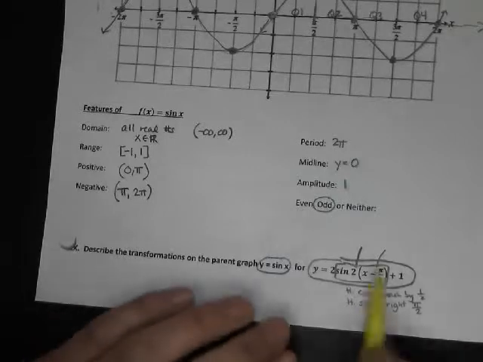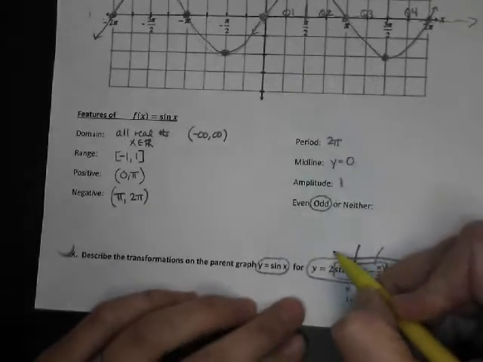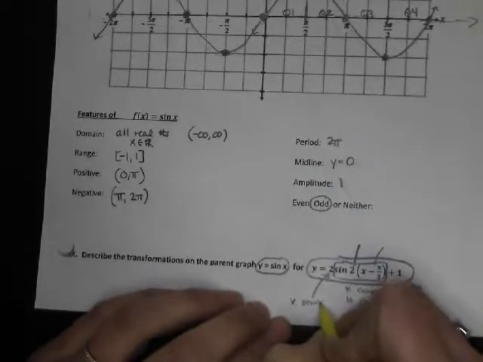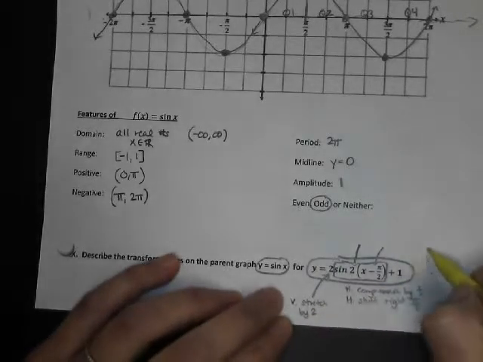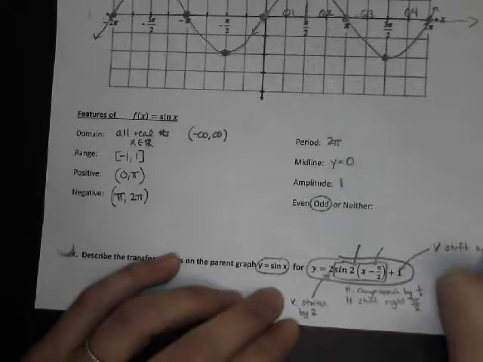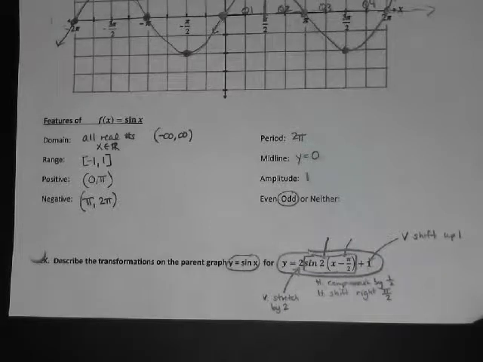This stuff that's happening outside the sine of x is vertical. So that is a vertical stretch by 2. And the plus 1 is a vertical shift up 1. And so this is kind of what a lot of your homework is going to be.